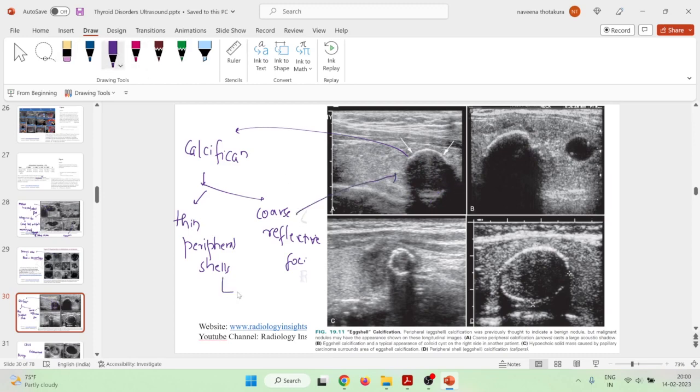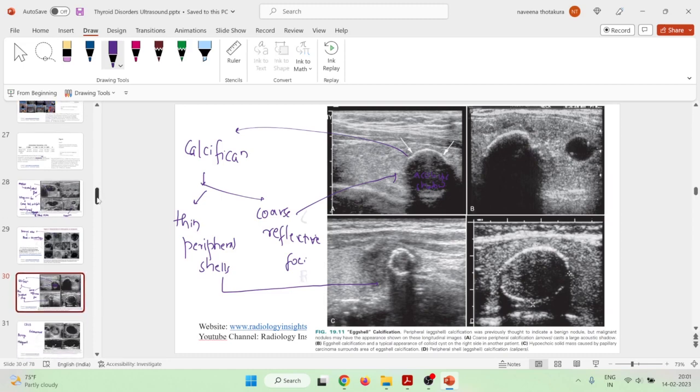The second type is thin eggshell. So this is actually an eggshell. In eggshell, it is thin, and as a result, you can see the peripheral part also. So these are the two different types of calcification. One, coarse, highly reflective foci with acoustic shadow. This is actually an acoustic shadow. And the second type is thin peripheral eggshells. These two are the types of calcifications which are seen in hyperplasia or goiter.